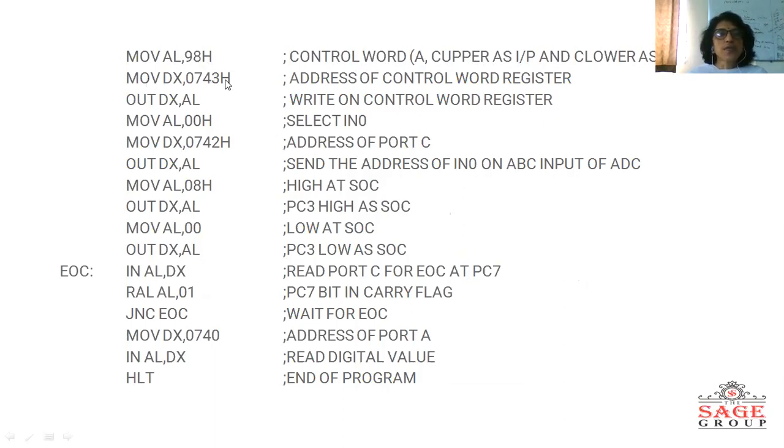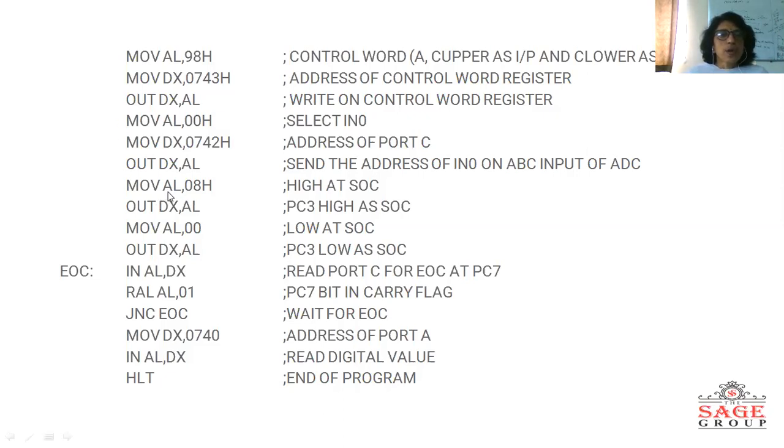This is the address of the control word, and the OUT instruction will write the control word value onto the control word register. Now, for choosing the analog signal IN0, we have given the address 00, and this will be output on port C, because these are the PC0, PC1, PC2 pins of port C. So this is the address of port C, and by OUT DX, AL, we have given the address of the multiplexer, and the IN0 signal will be selected in the ADC IC.